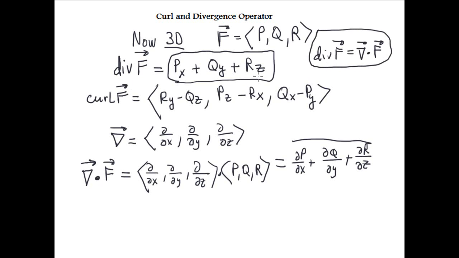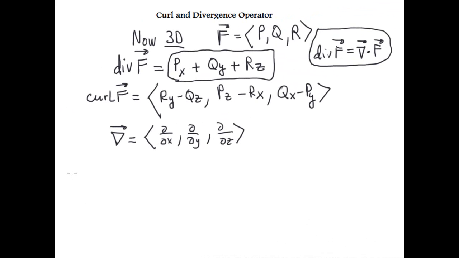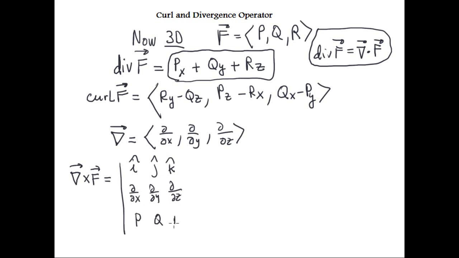And curl is more complicated because it's a cross product. Suppose I now perform the cross product between the nabla operator and F. And remember, to compute the cross product, we use the determinant with i, j, k. I put here the partial derivative with respect to x, partial derivative with respect to y. This is totally symbolic, right? Partial derivative with respect to z. I put here P, Q, R. Okay, let's do it. Expand this determinant as always using the first row.